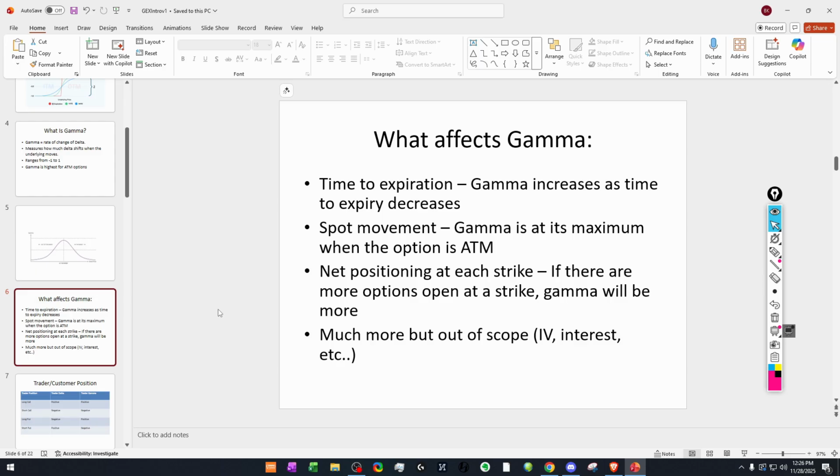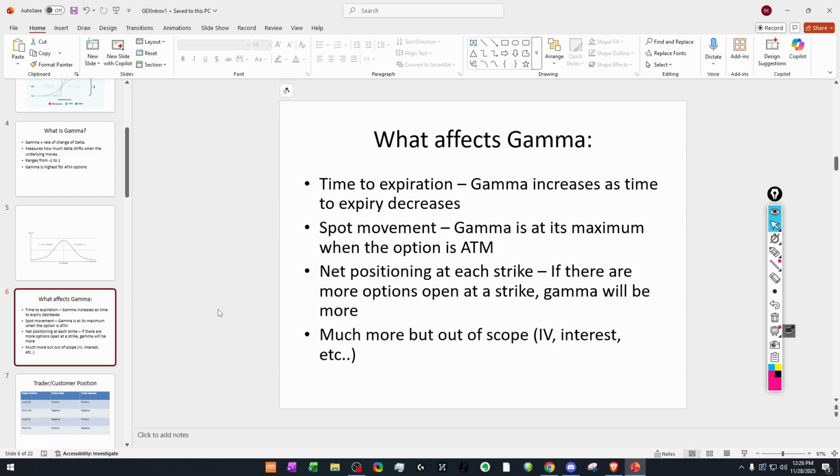So with time to expiration, gamma increases as the time to expiry decreases. So 0 DTE options are going to have more gamma than an option expiring in 5-6 days. And as the day goes on, the gamma for the 0 DTE options is going to increase. So an option could have a gamma value at 9:30 of, let's say, 0.05, and at 3:30 p.m. that gamma is going to increase.